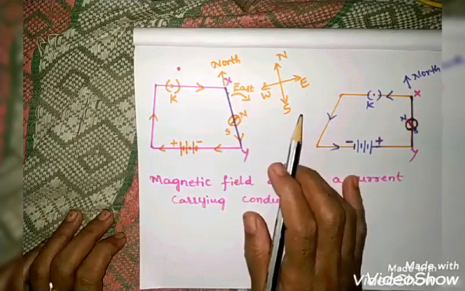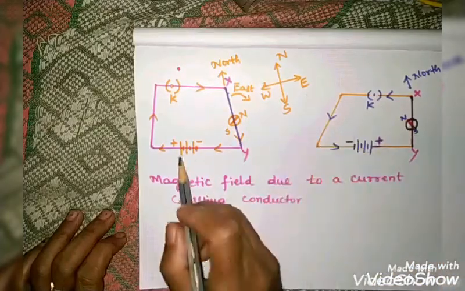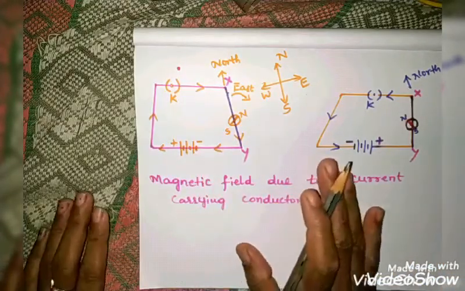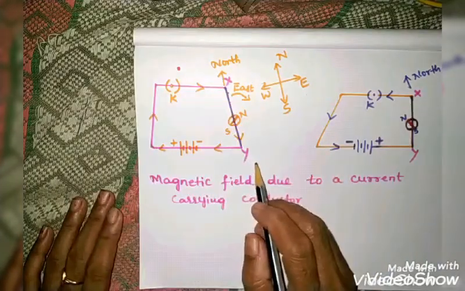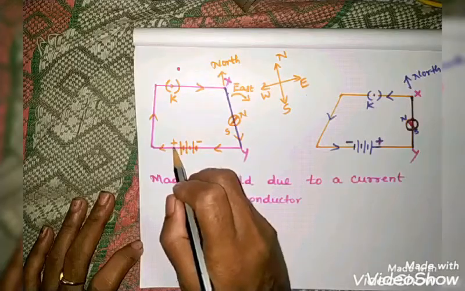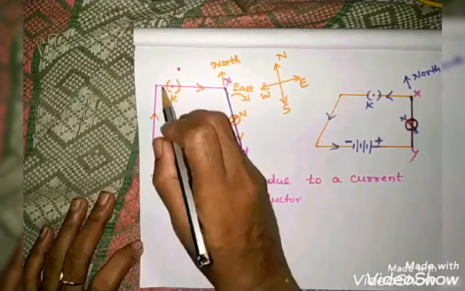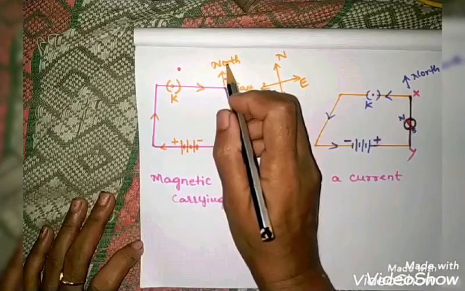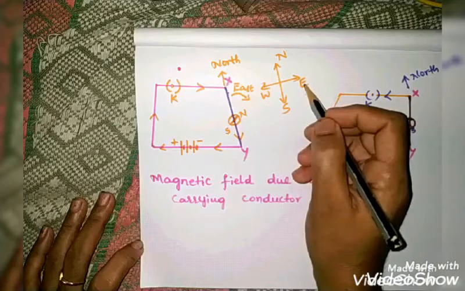Now let us consider what is the direction of the current now. Here positive terminal, negative terminal. By convention we know that always current flows from positive terminal to the negative terminal, right? So from positive terminal the current started flowing in this direction. Arrow mark, you follow the arrow mark here. It flows in this direction, and this is the north and this is the south, west and east directions.